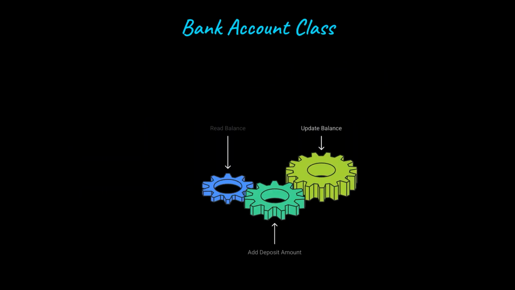Take a bank account class. The balance is a field. It sits in memory, holding the current total until something changes it. The deposit operation is a method. It runs when called, takes an amount, and adds it to the balance field.